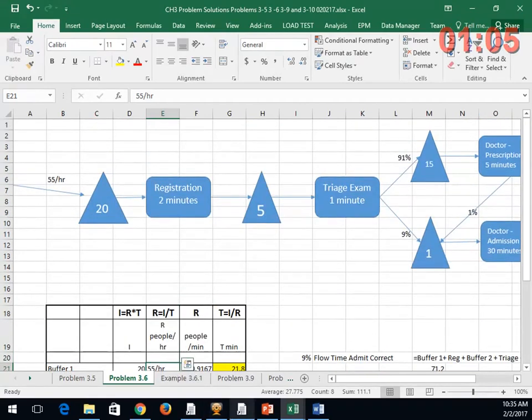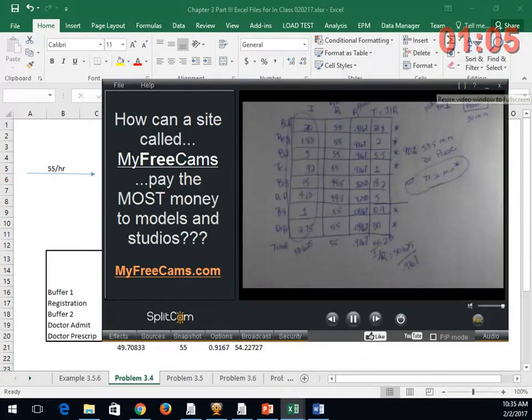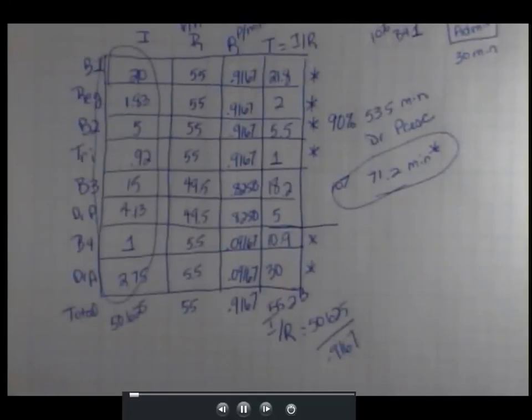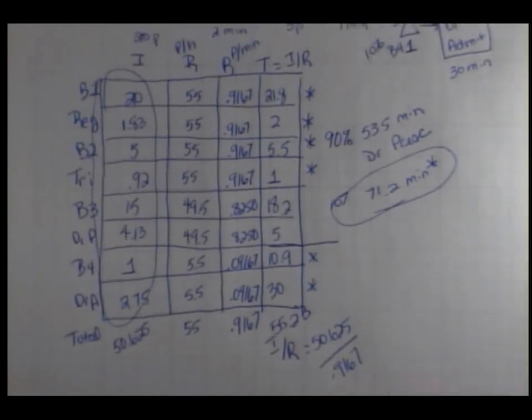All right, let me flip back to this. And let's take a look at a little different type of problem, which is problem 3.9.